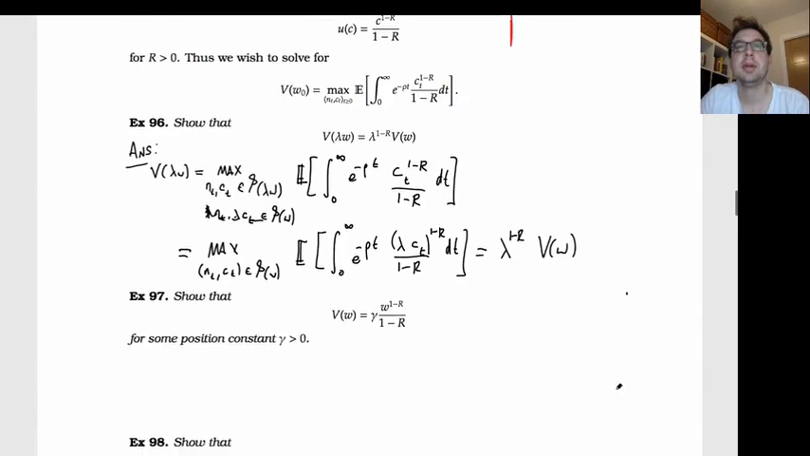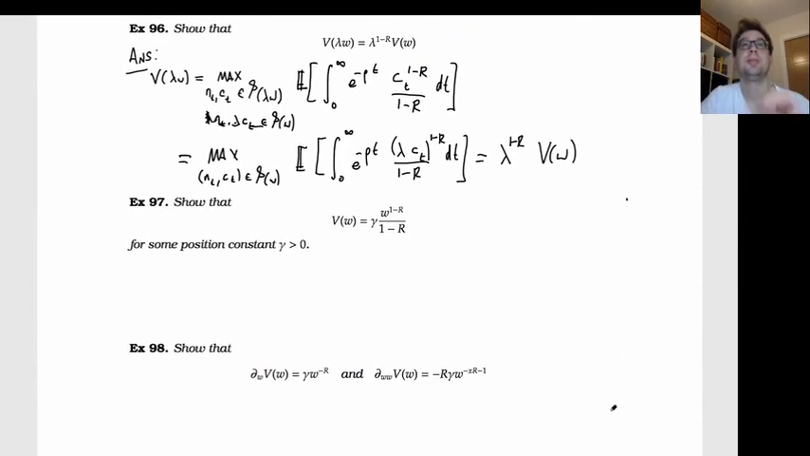So then the next part says to argue that V of W has this specific form: V of W equals gamma, the well, W to the power of 1 minus r divided by 1 minus r. Okay? But that's sort of obvious now.